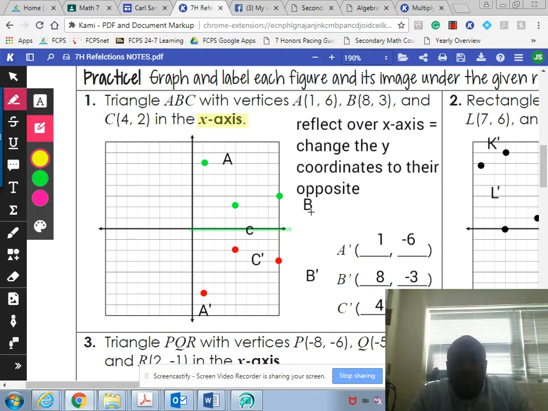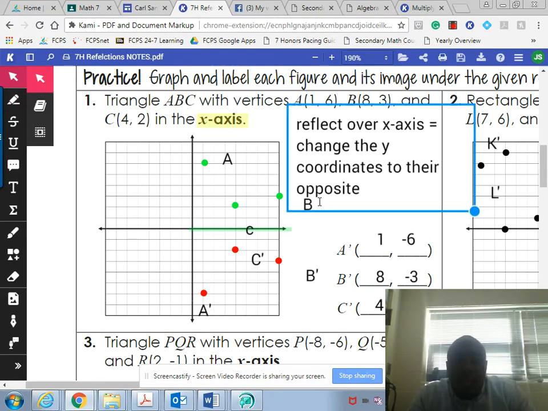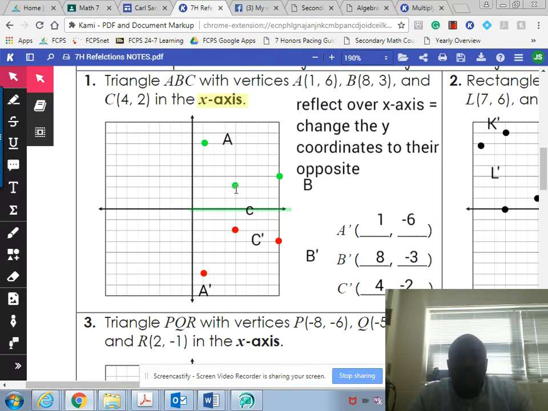Now what we're going to do next is reflect these across the axis. Notice how point C is 2 spaces from the line of reflection. Our line of reflection is the x-axis. C is 2 units from the x-axis, so when we put it down here, it's also going to be 2 units away. Same thing for B. Notice how B is 3 units from the x-axis, so when we look down here, it's also 3 units from the x-axis.